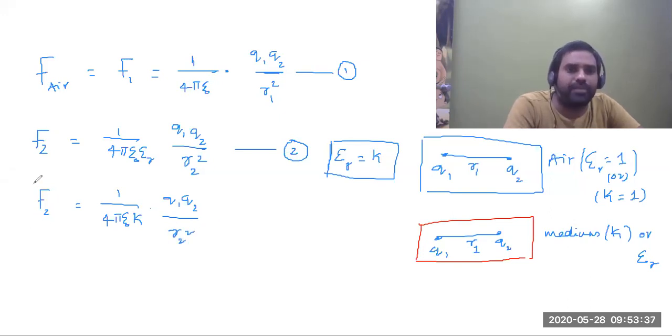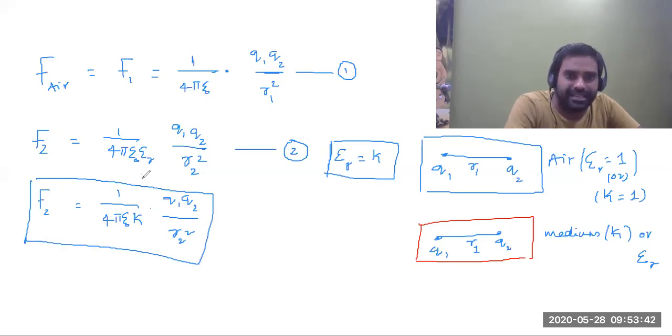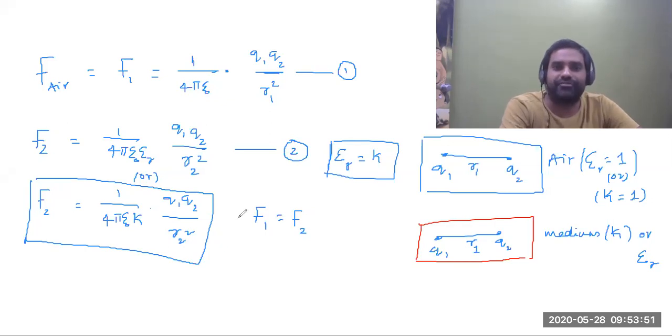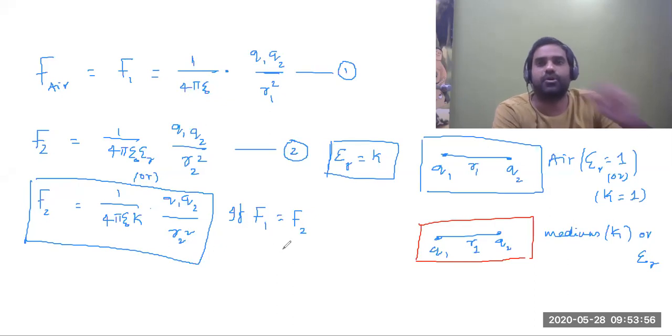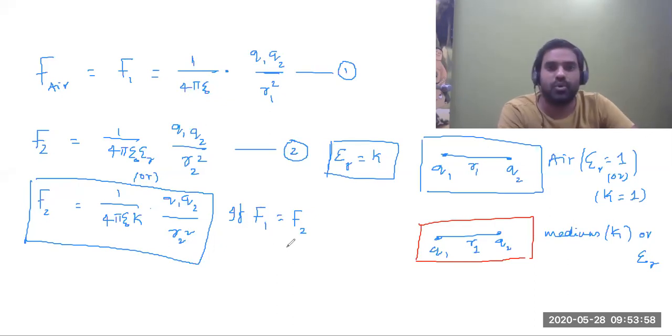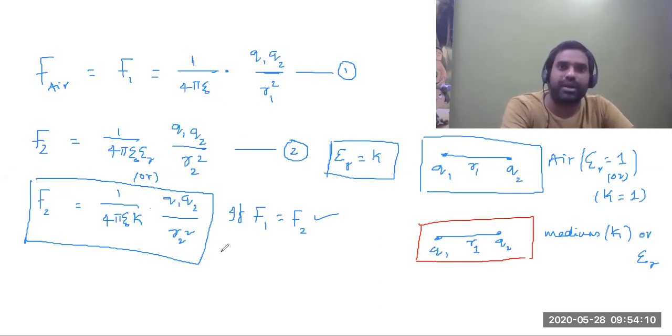Now here what I am doing is, students, suppose F1 is equal to F2, force is the same in both air and the medium. If F1 is equal to F2, let us consider this, because I'm going to show you one important relation from this condition. If F1 is equal to F2, what does it mean? Force between the charges in air is equal to force between the charges in the medium. Then equate 1 and 2.